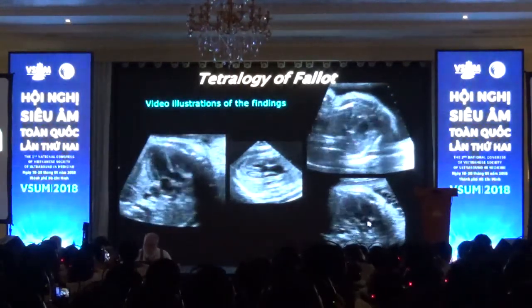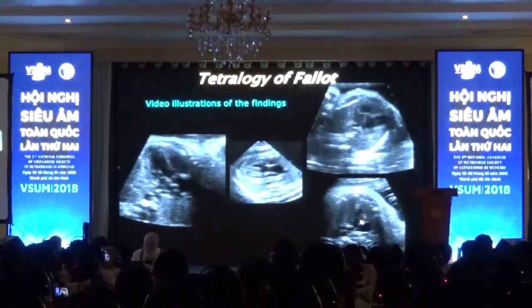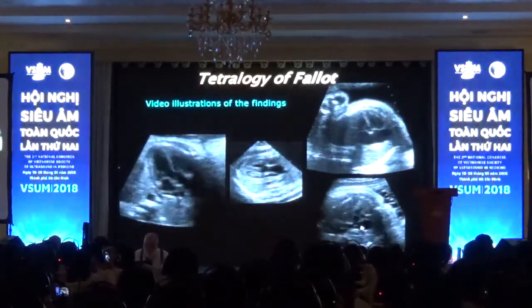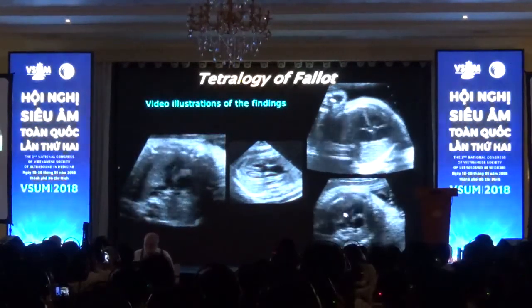Here's another example where you can see the overriding and the aortic valve. And when you go to the three-vessel view, same thing again. You have a large aorta and a thin pulmonary next to it.